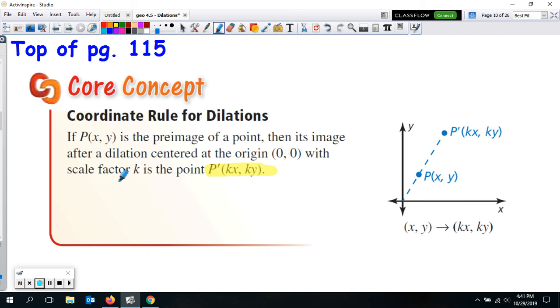So the scale factor is going to be multiplying your x and your y. Scale factor here is k. So whatever that scale factor was, like on that last one, number 3, the scale factor was 3. So it would just be 3x and 3y. So you just plug in your x and y and multiply by 3 to get your new points.